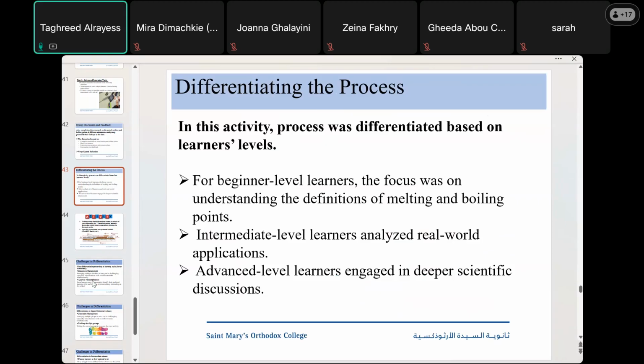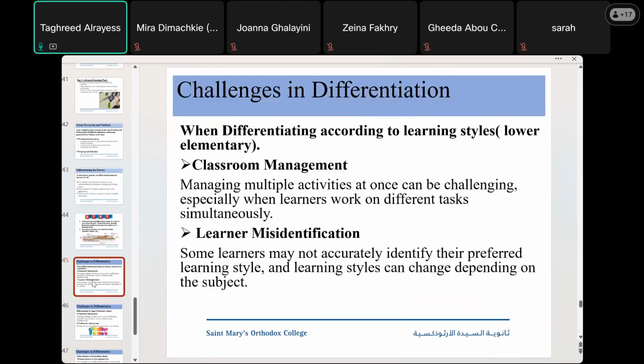Now I'm going to share the challenges that we have faced in differentiation in our classes, starting with the lower elementary classes. Two challenges were faced. The first one was classroom management. Of course, it can be challenging to manage different activities, especially when learners work on different tasks at the same time. Second, it was learner misidentification, because some learners may not accurately identify their learning style, which is the most preferred for them. And learning styles can even change depending on the subject.